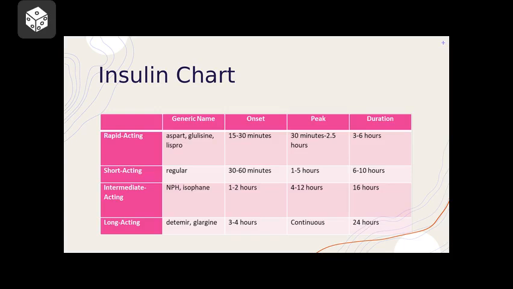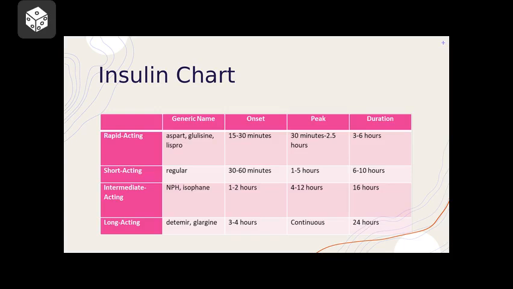The peak is going to be when the insulin is at its strongest blood sugar lowering level in the body. And the duration is how long you're going to have the benefits from the insulin. So if I was giving this insulin, when would I be checking the patient to see when they were going to have the lowest blood sugar? Would it be the onset, the peak, or the duration? So when would I expect the lowest blood sugar?